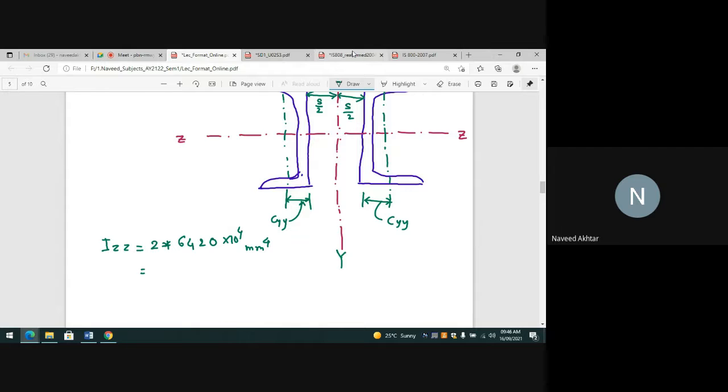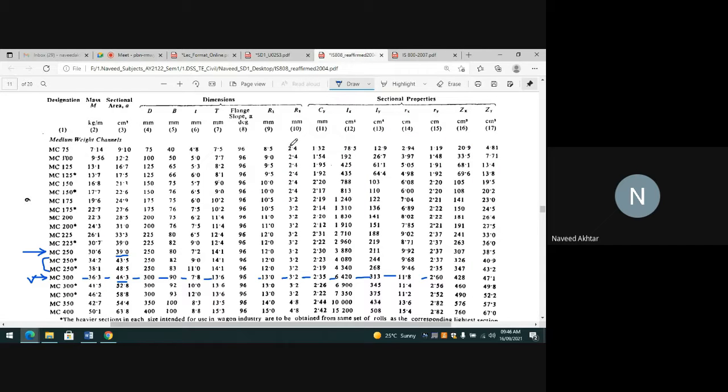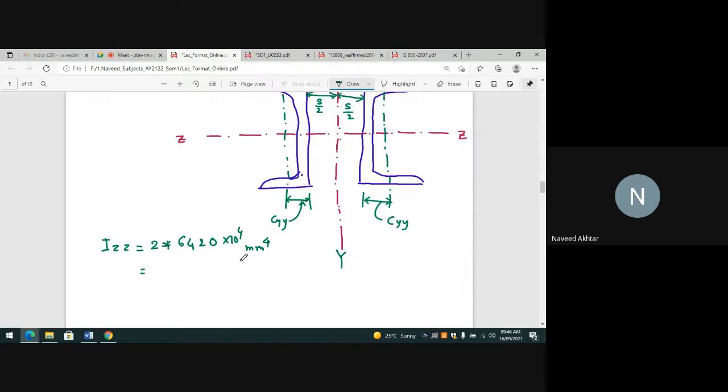Okay, it is given in centimeter raised to 4. So you convert it to mm raised to 4 by multiplying. And Iyy about its own axis is given as 313 into 10 raised to 4 mm raised to 4. But this is only about the section's own axis, so this is IGYY.